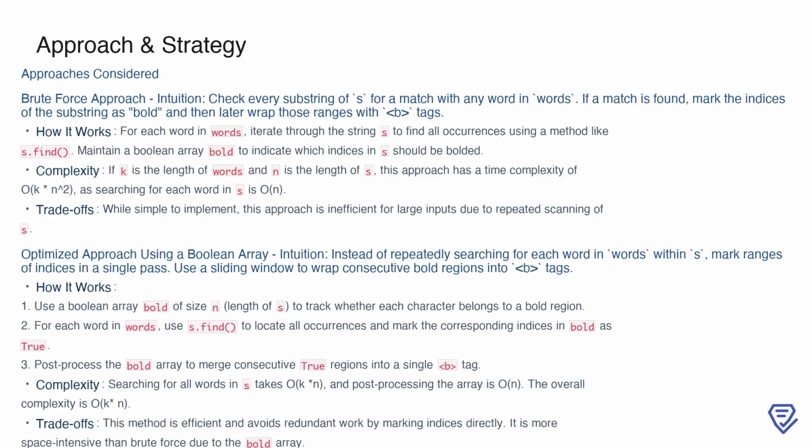Instead of repeatedly scanning the string, this method processes all words in one pass to mark the indices directly. We then merge consecutive bold regions into a single B tag during post-processing. This reduces the complexity to O(k*n), making it significantly more efficient while still being relatively simple to implement. However, it does require additional space for the Boolean array.